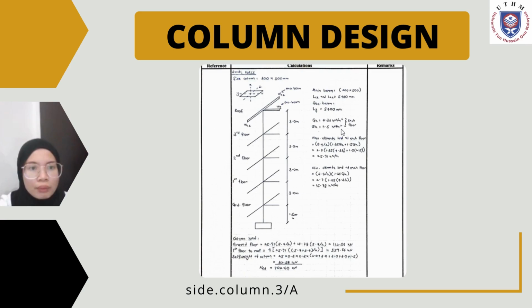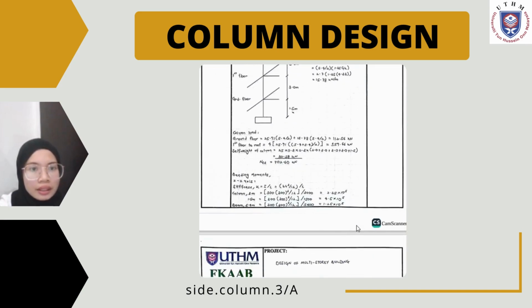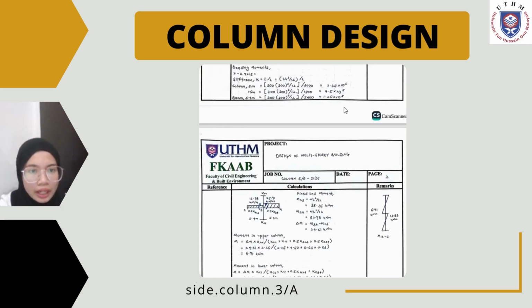So first, we calculate the maximum and minimum ultimate load at each floor to know the total column load at one location from ground floor to roof. And the total load is 702.6 kilonewton. Next, we find the bending moment for z-axis.